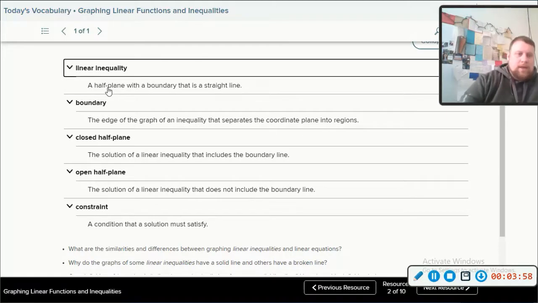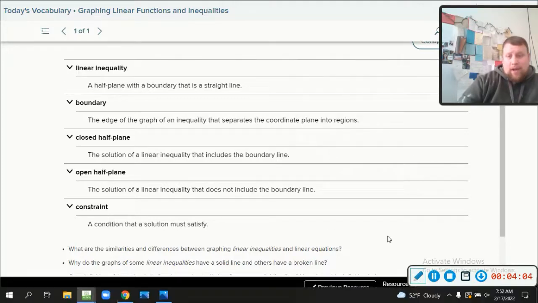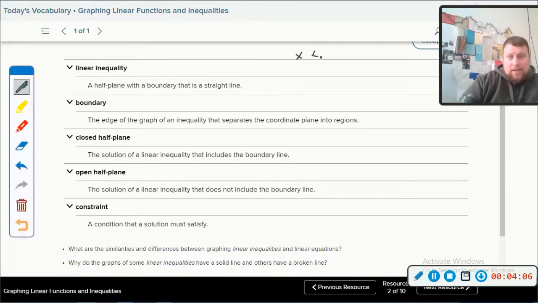Linear inequality, it's a half plane with a boundary that is a straight line. Basically, you know how we have those inequalities of like x is less than 5? Well, now we're going to mix that with graphing. It's not bad. Really has to do with dashed versus solid line. Not bad at all. Good stuff. We'll talk about it. But go ahead and write that down.